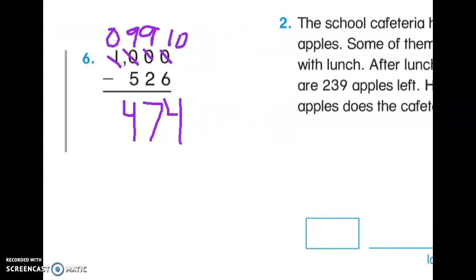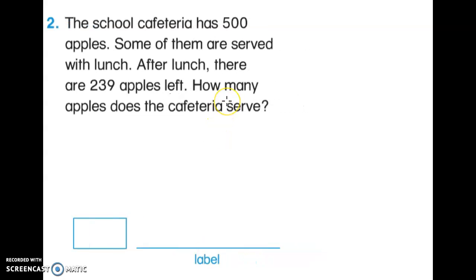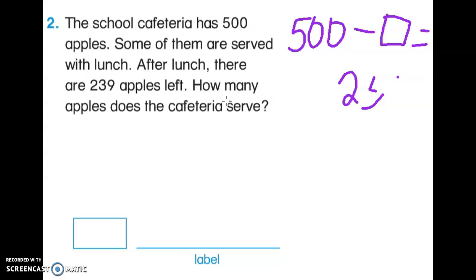Moving over to our 2 word problems. Our first one. The school cafeteria has 500 apples. Some of them are served with lunch. After lunch, there are 239 apples left. How many apples does the cafeteria serve? So I know that I had 500. I had to minus some, and I get 239 left.